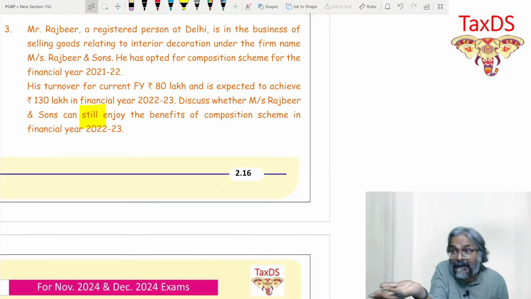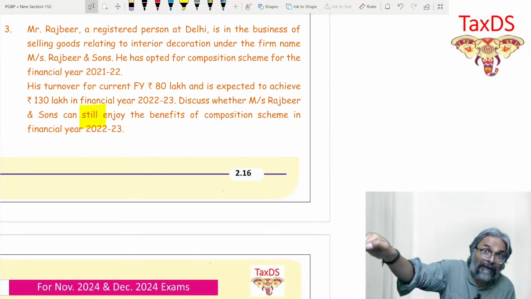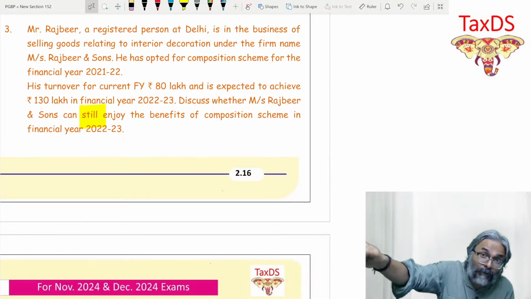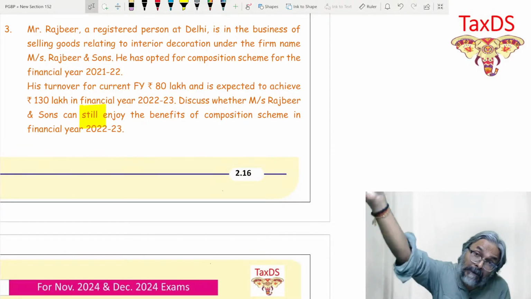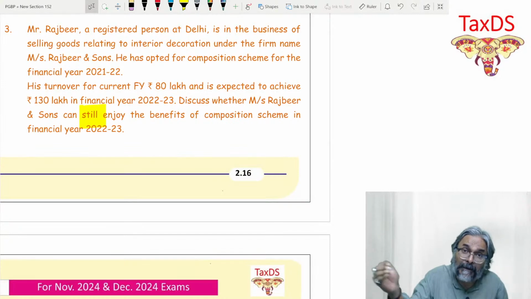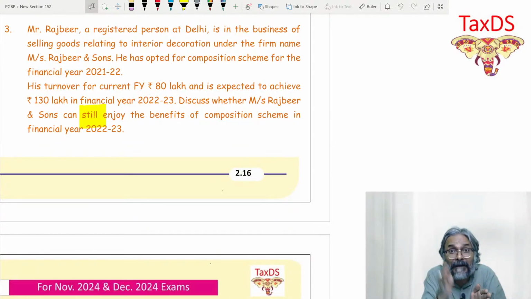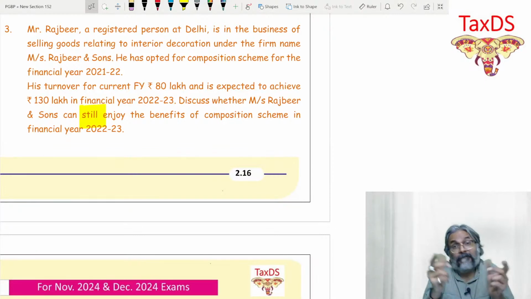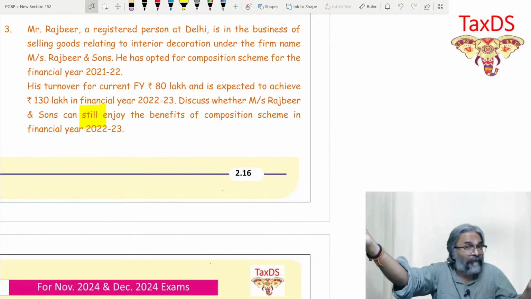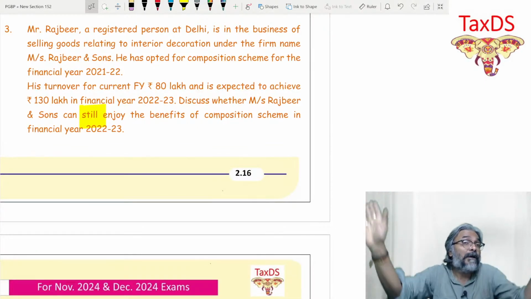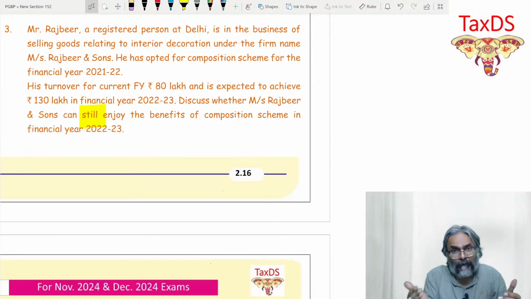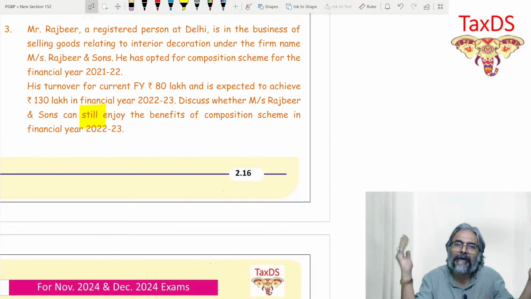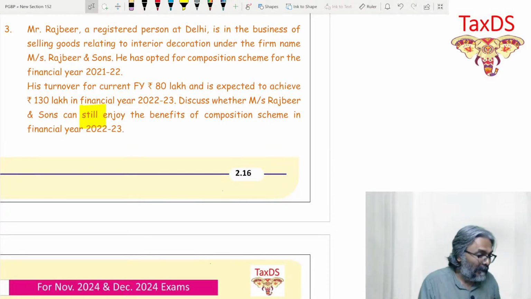And still would mean that he has already opted in the current year. And now he wants to know whether he can still enjoy the benefit in the current year. So you just need to check in the current financial year how much he has reached in his aggregate turnover. If he has already reached 150 lakhs, then the answer is no, you cannot now enjoy the benefit. But if you have not yet crossed 150 lakhs, then yes, you can still enjoy the benefit of the composition. These are the ways in which the questions are being drafted, students.